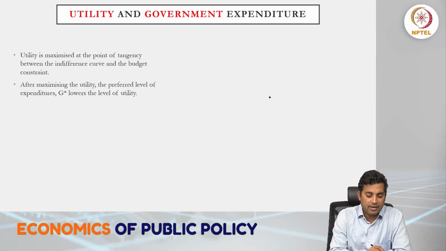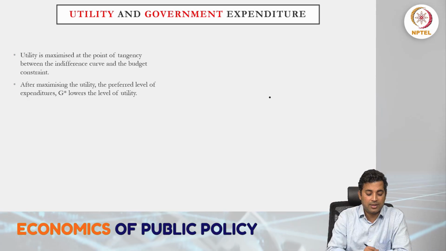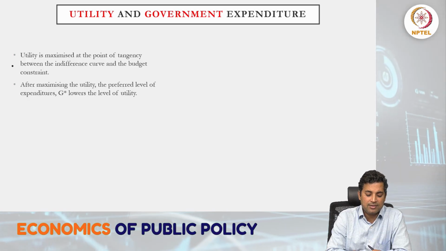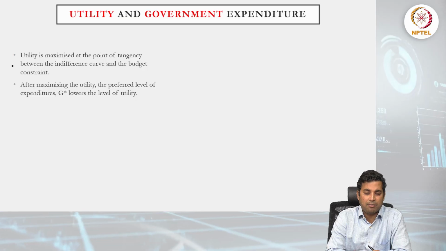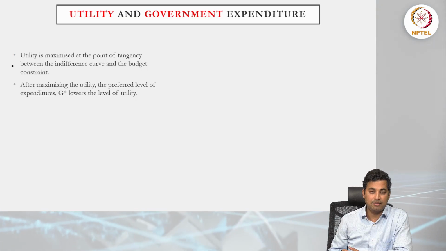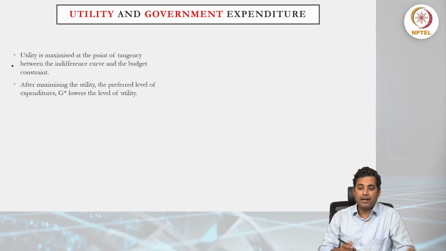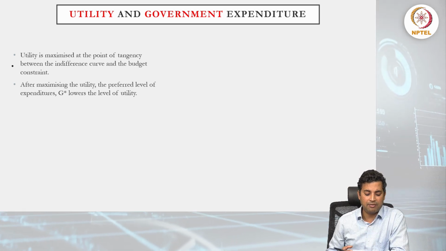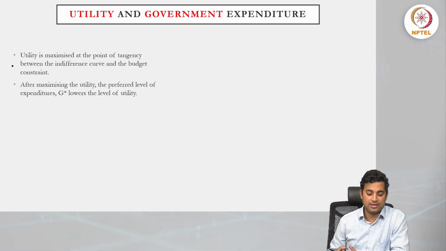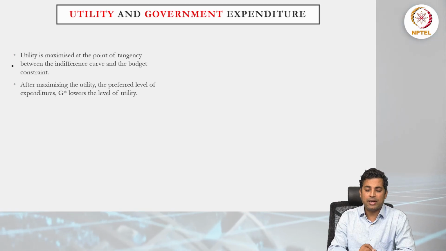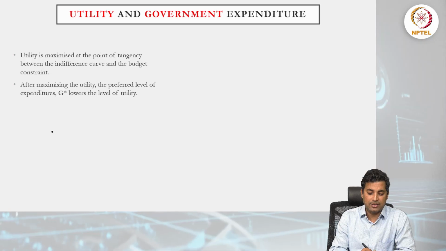There are two points that we have to consider. Utility is maximized at the point of tangency between the indifference curve and the budget constraint. That is where utility gets maximized, which we already know. And then after maximizing the utility, the preferred level of expenditure, like G star, shows that it lowers the level of utility, right? So there are two ways that we can actually discuss this.